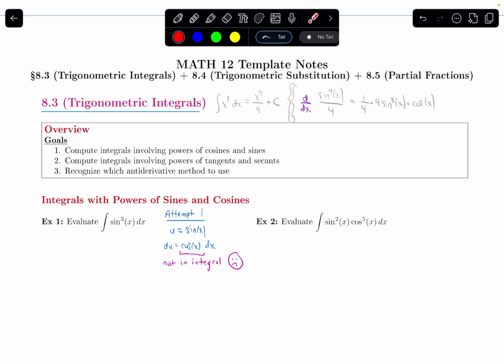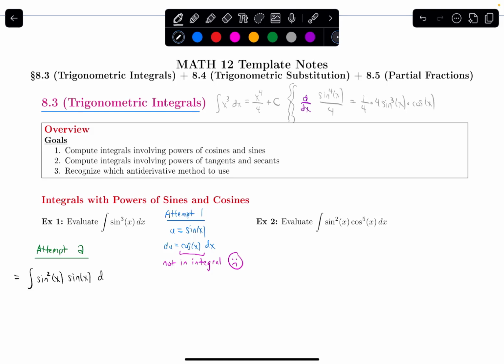So is there a way to get both of those trig functions in the integral? It turns out, yeah. And this, I'm going to call attempt 2. How do I get both sine and cosine in here? Well, I'm going to first split up the integral into sine squared x times sine x. And now for that sine squared term, we can use a trig identity. Sine squared, remember, is the same thing as 1 minus cosine squared. So that's 1 minus cosine squared, which I'm going to highlight, and then that is multiplying that sine x dx.